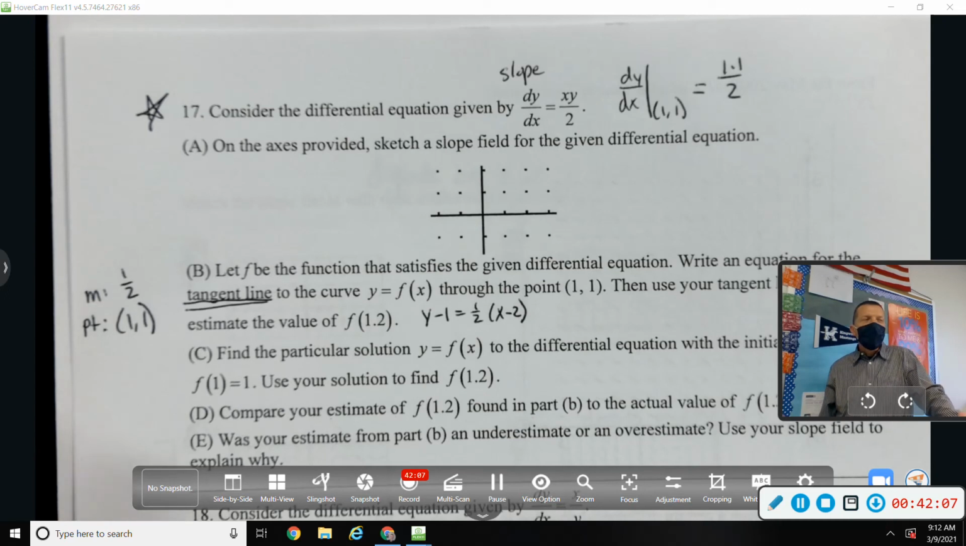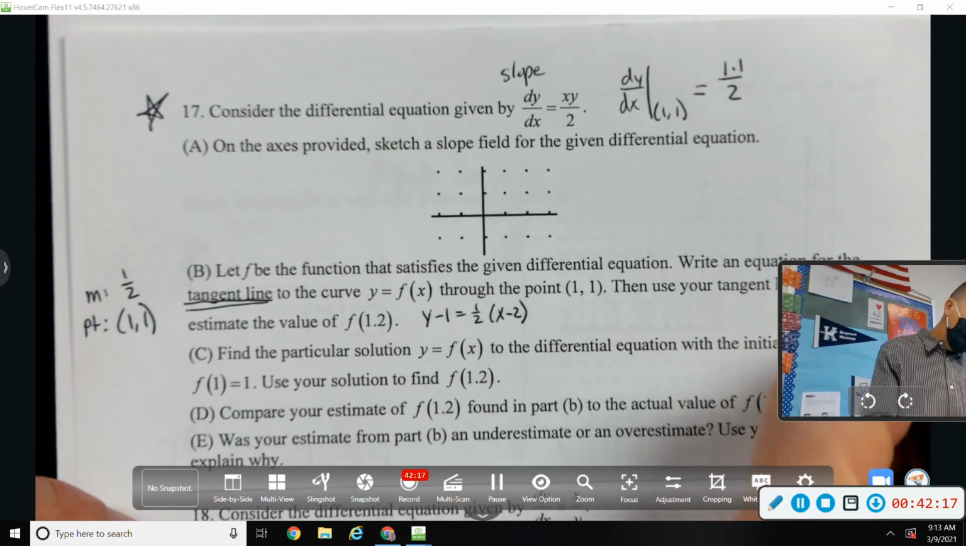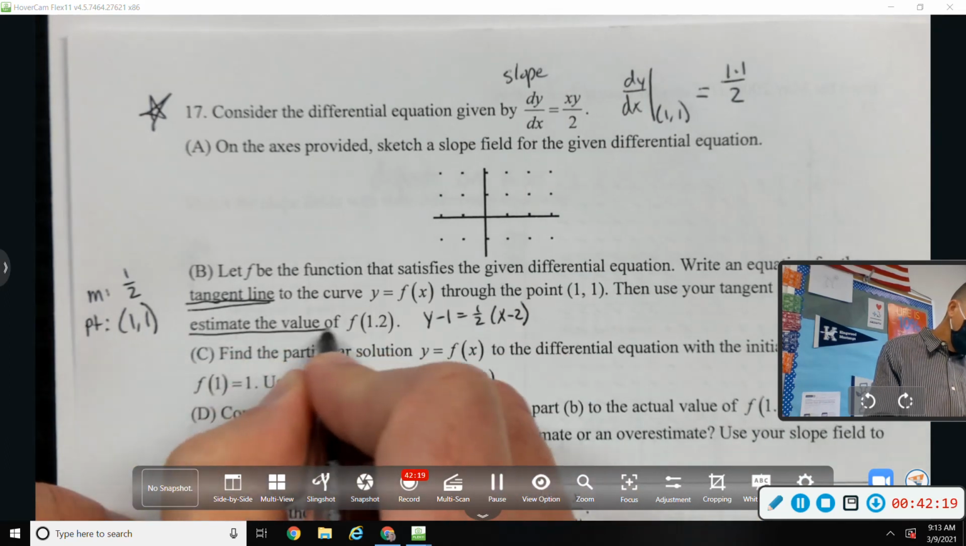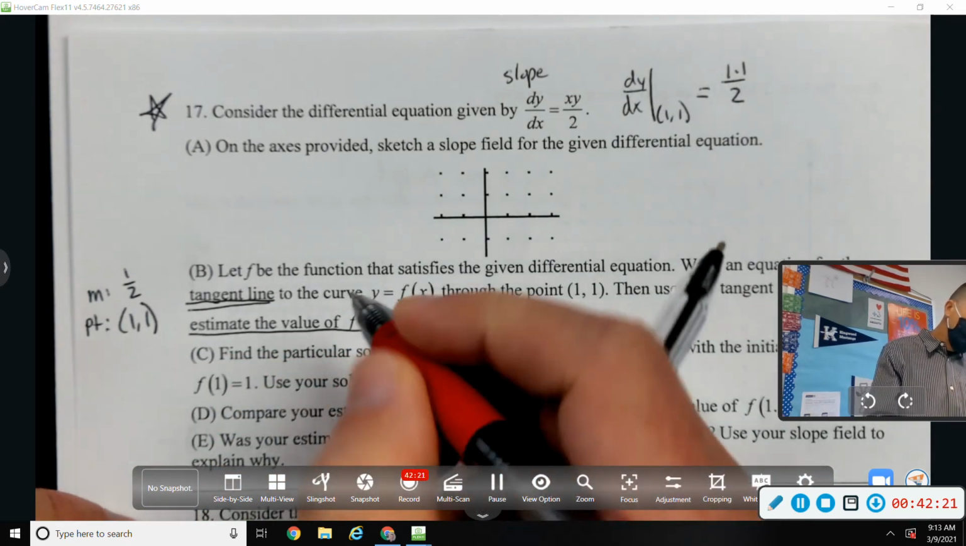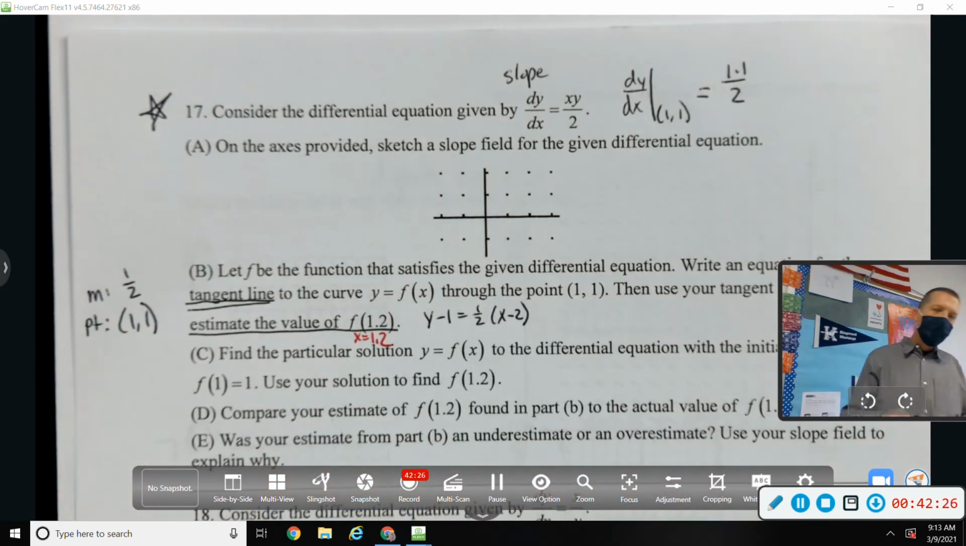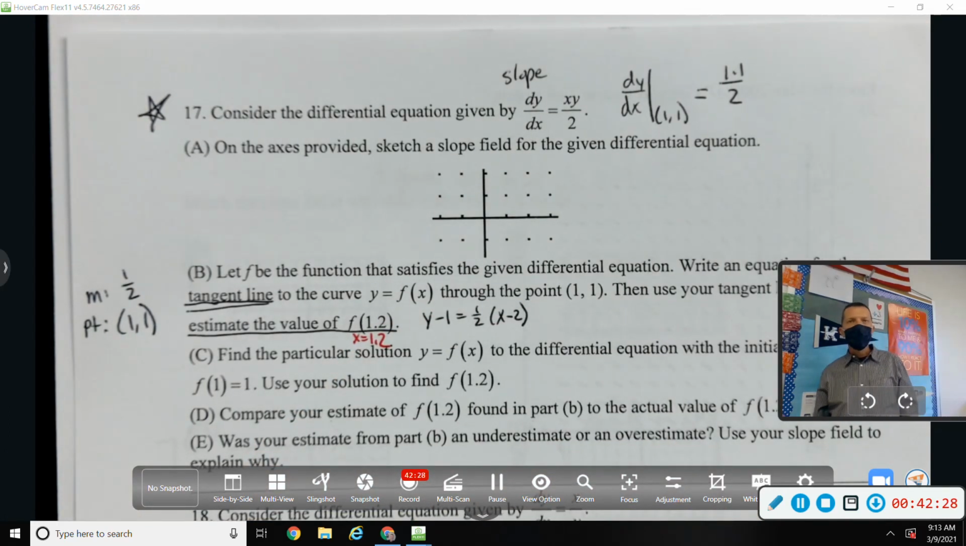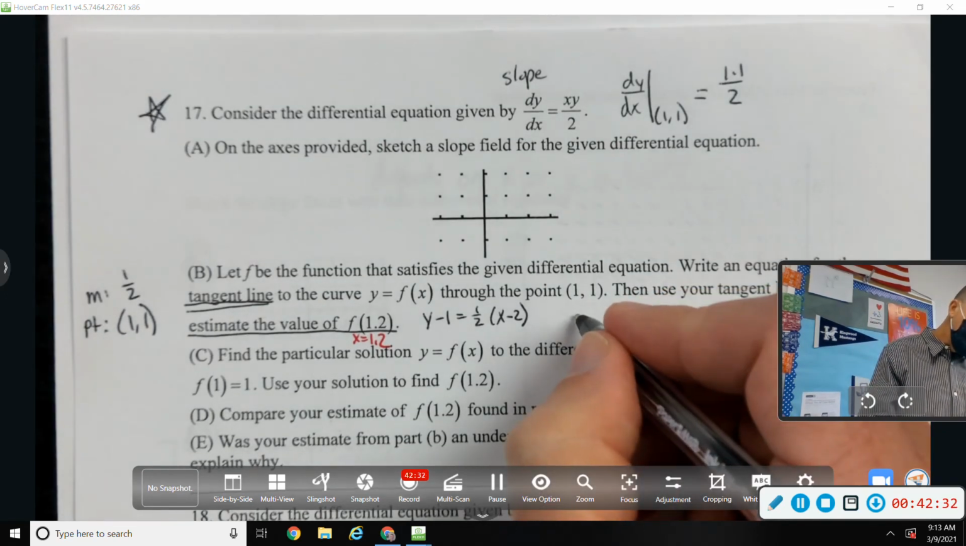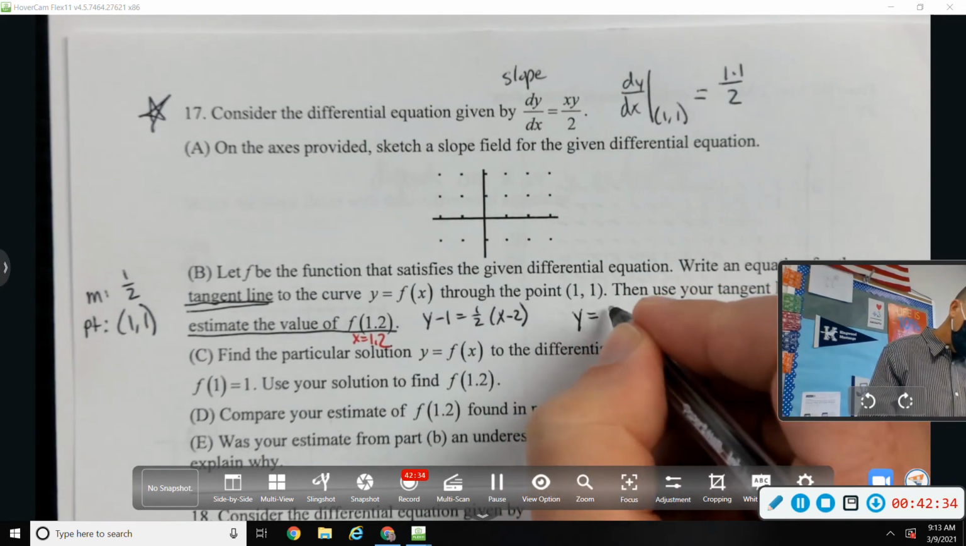We've done slope lines, tangent lines before. We're just not really in this context, but it's still the same thing. Find a point, find a slope, make a tangent line. Then use your tangent line to estimate the value of f of 1.2. So that means when x equals 1.2, what does f equal? What does f approximately equal? Well, I'm going to plug in. So y equals 1/2.